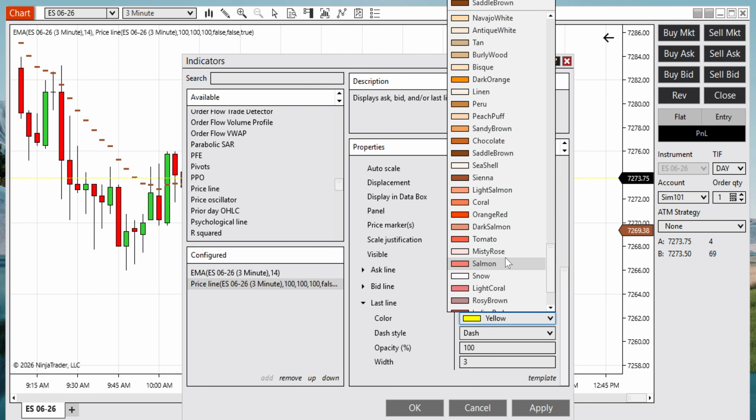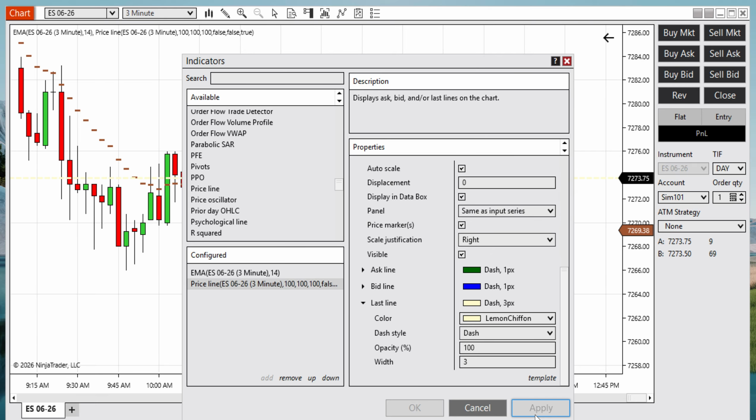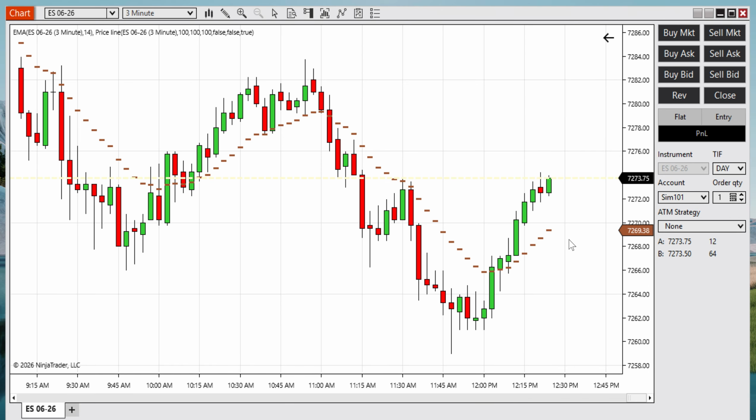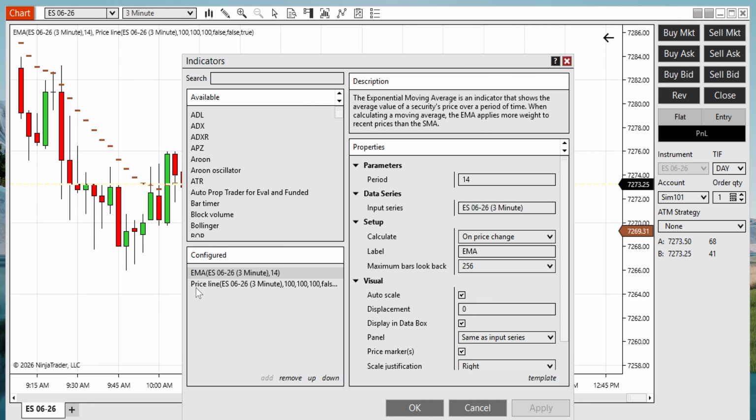I'll make it a little lighter, maybe this one. Let's see how it looks. Okay, so this line shouldn't bother me too much, but at the same time, it's showing me the price here, for my eye. So that's how you can do different indicators, like price line.